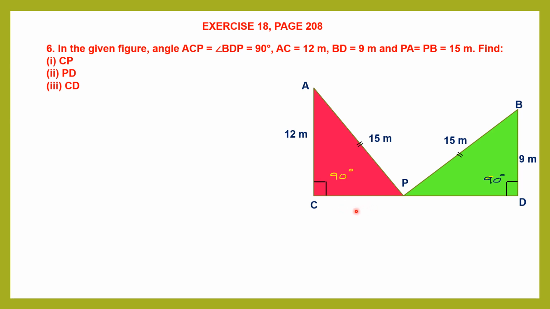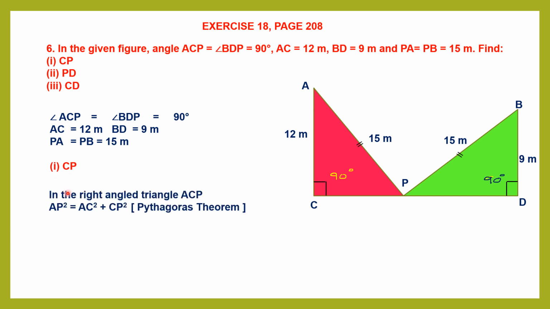So here let's begin by saying angle ACP is equal to angle BDP, which is 90 degrees given to us in the question. AC is 12 meters, BD is 9 meters. Then we have PA is equal to PB is equal to 15 meters. Now we have to find CP. Based on all these details given, we have to find CP.